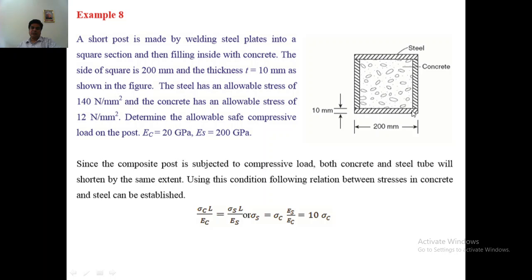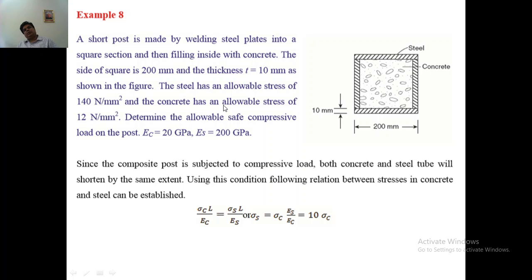So you can calculate the cross-sectional area of the steel material here. The stress in the steel is given: the allowable or design stress is 140 megapascal, and the stress in the concrete should be not more than 12 megapascal.